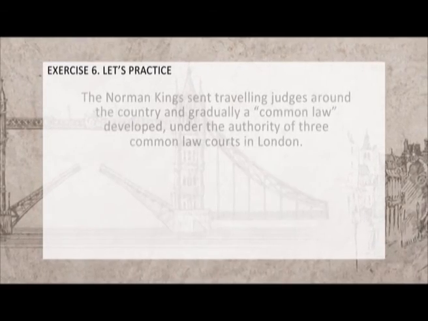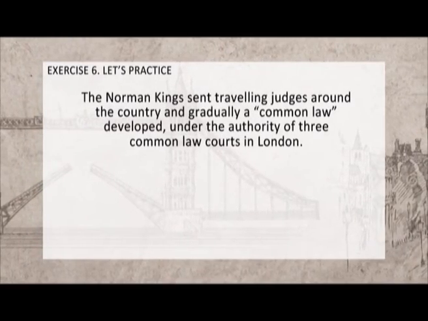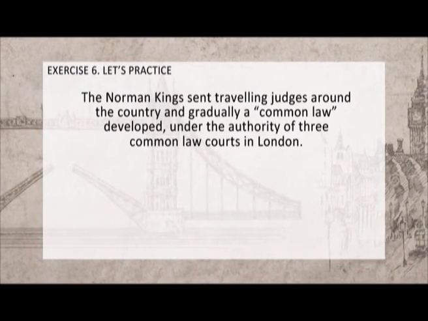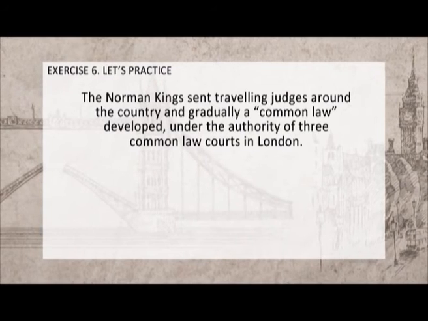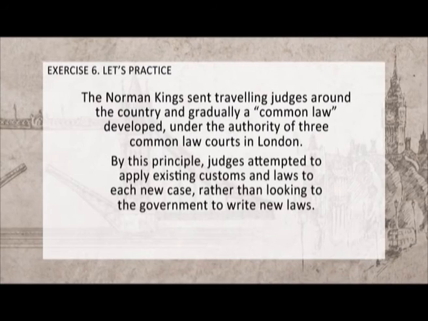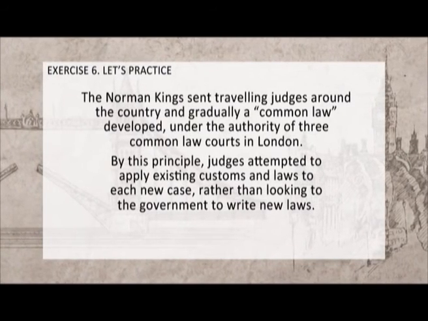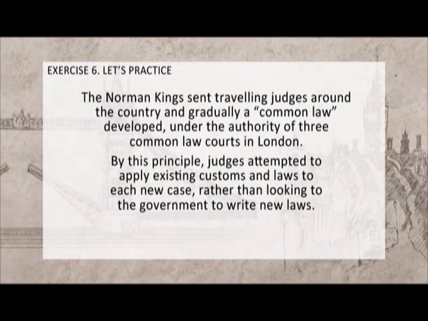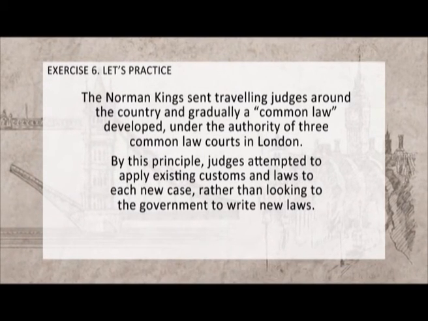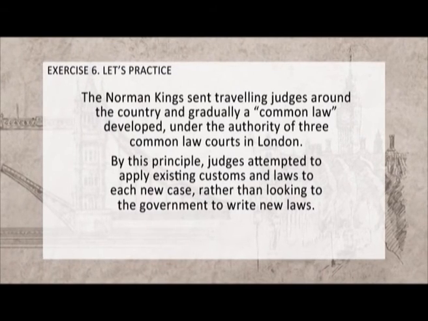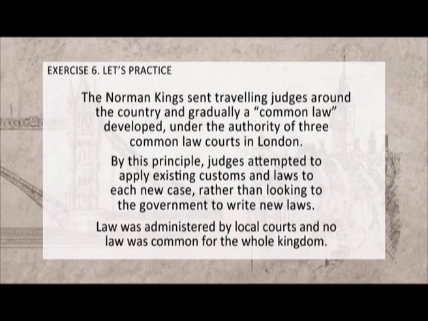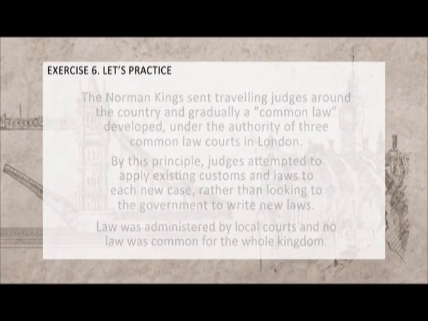Once more, the Norman kings sent traveling judges around the country, and gradually a common law developed under the authority of 3 common law courts in London. By this principle, judges attempted to apply existing customs and laws to each new case, rather than looking to the government to write new laws. Law was administered by local courts, and no law was common for the whole kingdom.